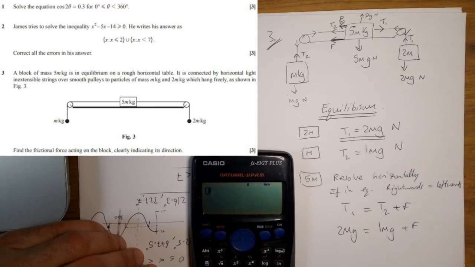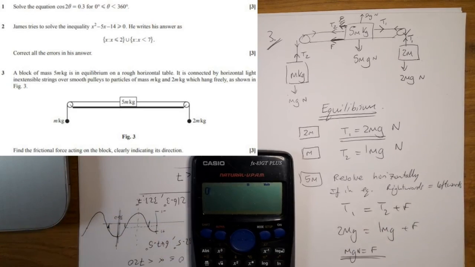Okay, and now hopefully you can see I'm going to subtract 1 mg from both sides, and I will get that, F equals mg newtons. Okay, you might slightly worry that you haven't found it as an individual number, but everything in this question is done in terms of m. Okay, I'm going to stop this video here and carry on with the rest of the questions separately.